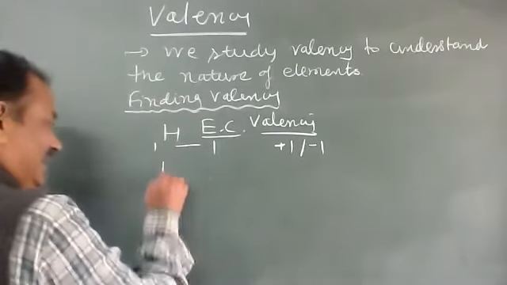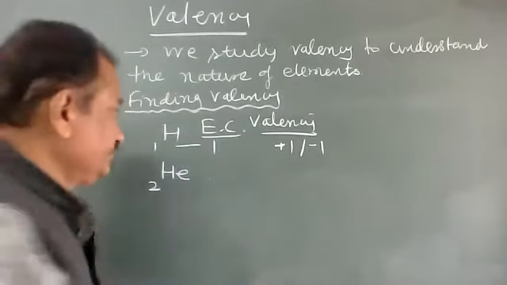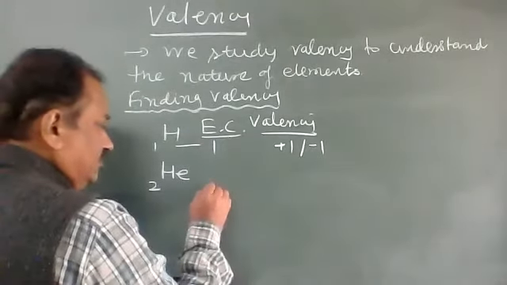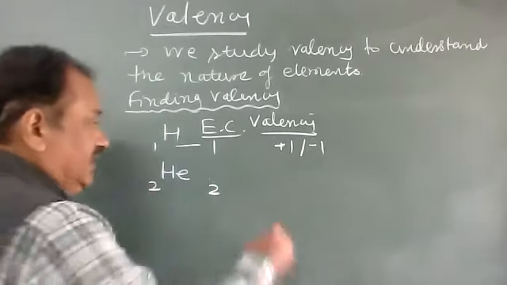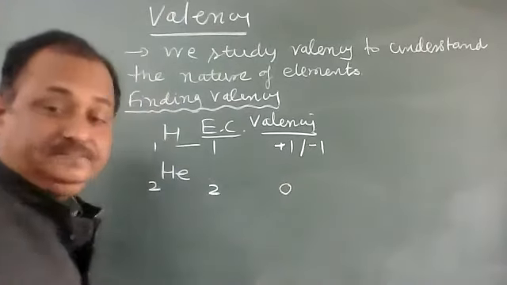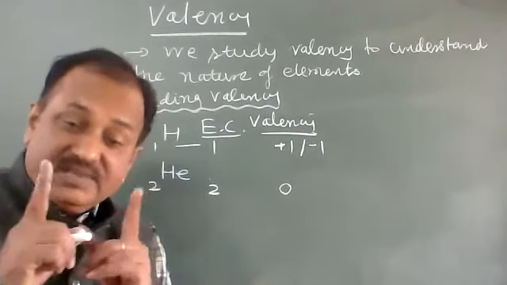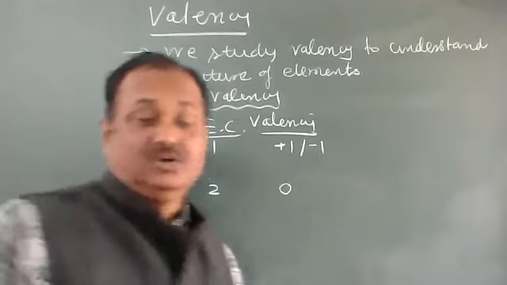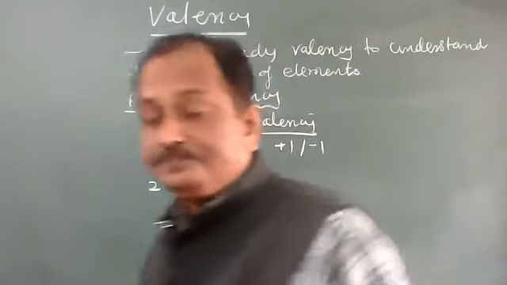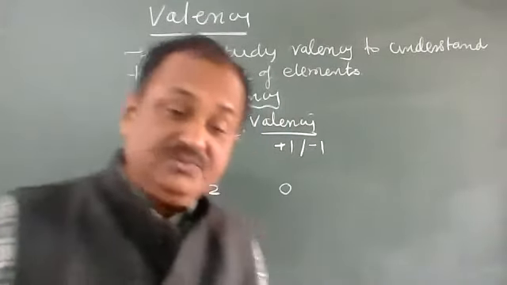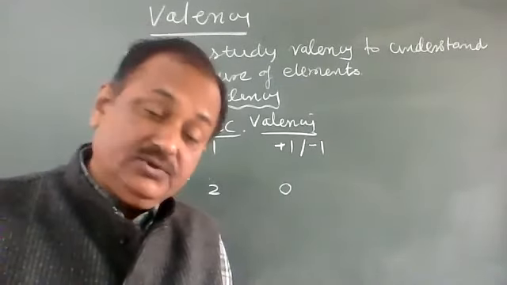Then helium, atomic number 2. Here the electronic configuration is 2; the first cell has 2 electrons. Now here the valency is 0. This is a very important point to note. The valency is 0 because the capacity of the first cell is 2 electrons, and so when helium has 2 electrons in the first cell, it cannot combine further.